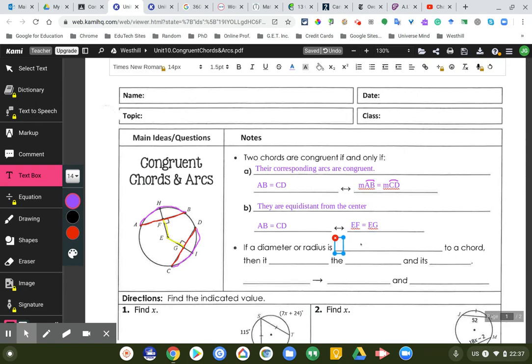If our diameter or radius is perpendicular to a chord, then it bisects the chord and its arc. Okay.